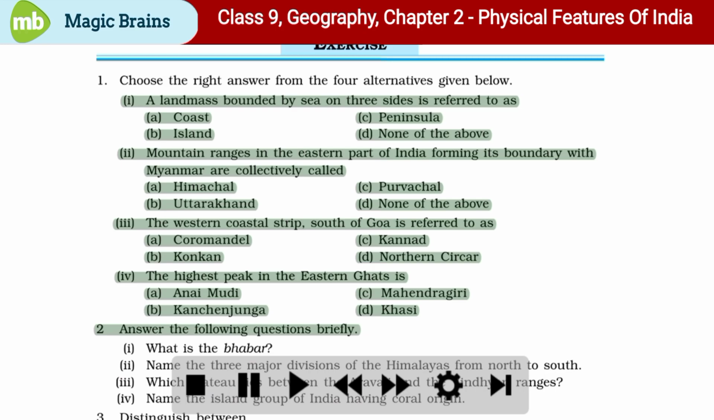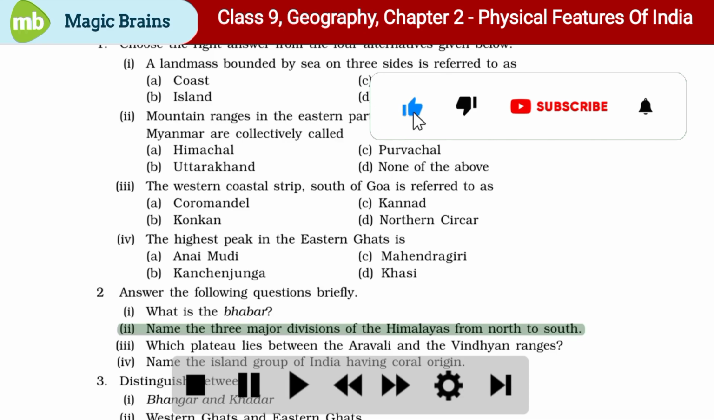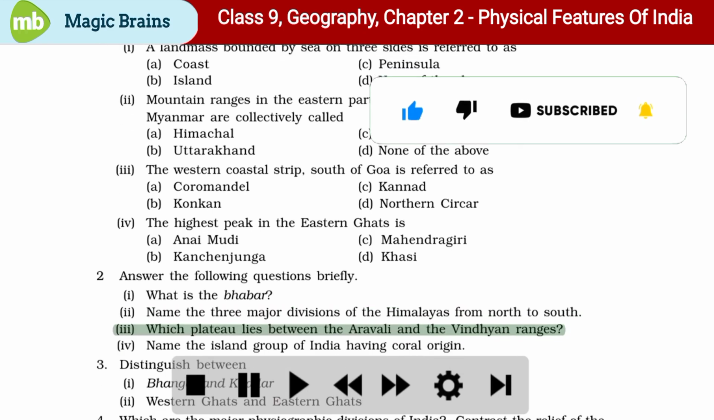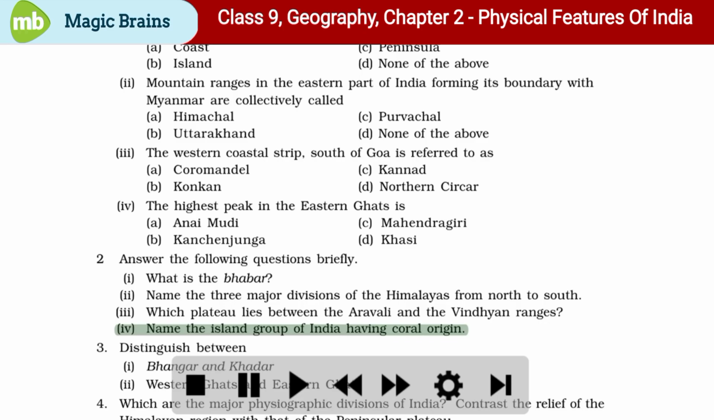Question 2. Answer the following questions briefly. 1. What is the Bhabar? 4. Name the three major divisions of the Himalayas from north to south. 5. Which plateau lies between the Aravalli and the Vindhya ranges? 6. Name the island group of India having coral origin.